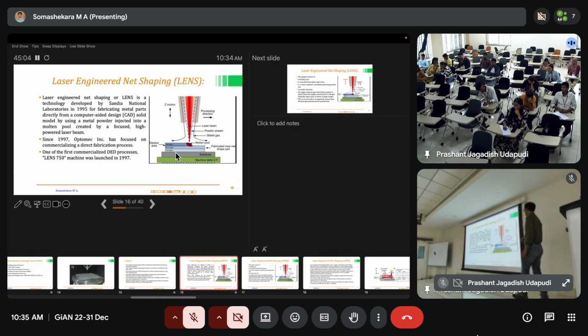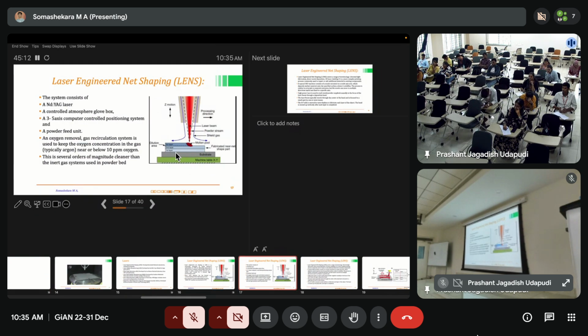So these are the layers that you will find, for example how the melt pool forms, and I think we saw that in the previous slide also. I think there was one slide that I wanted to show.